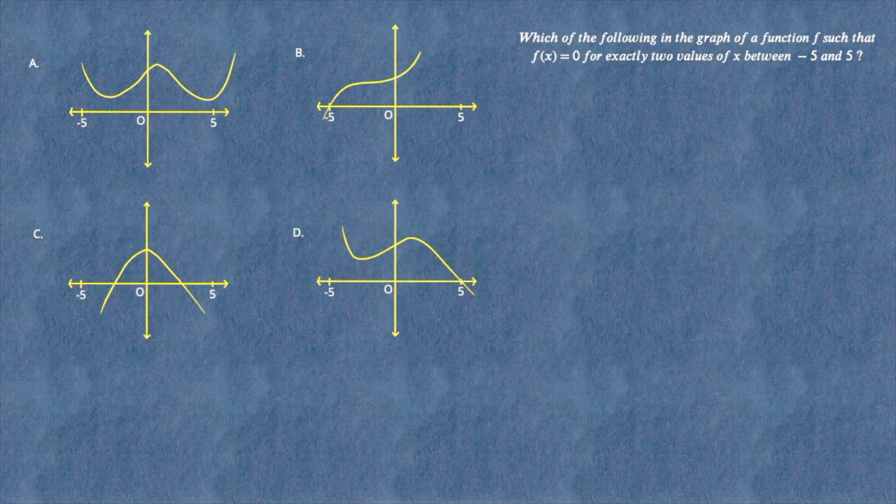Let us first read the problem. Which of the following is the graph of a function f such that f of x equals 0 for exactly two values of x between -5 and 5? Let's see how we can solve this problem.